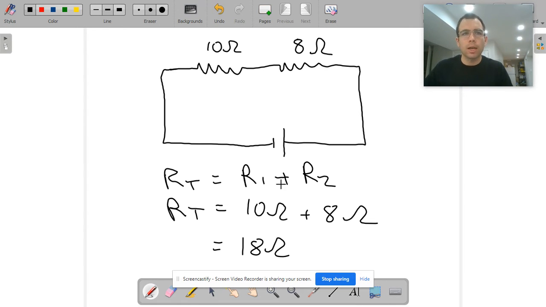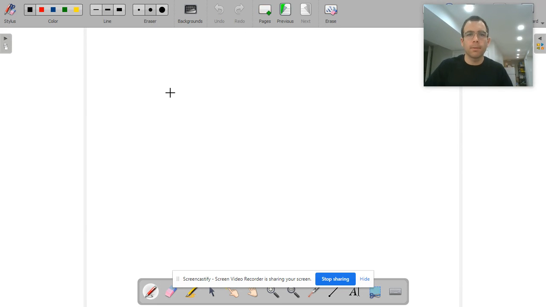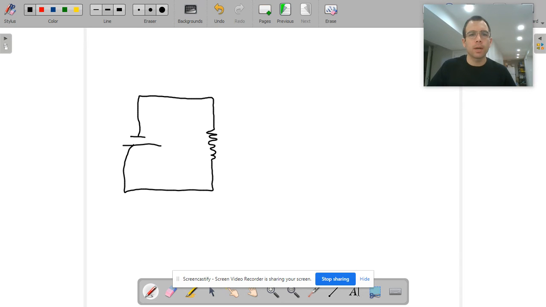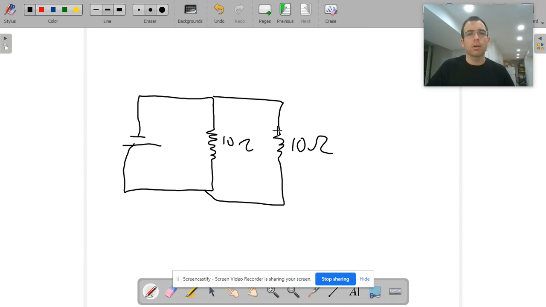Now we're going to go and look at parallel, which I'm hoping you guys have seen back in grade 9. So this time I'm going to create it sideways here. I'm going to put the battery here. I'm going to go over here. And this time I'm going to take two 10 ohm resistors, but I'm putting them in parallel. So they're there, 10 ohms here and 10 ohms here.